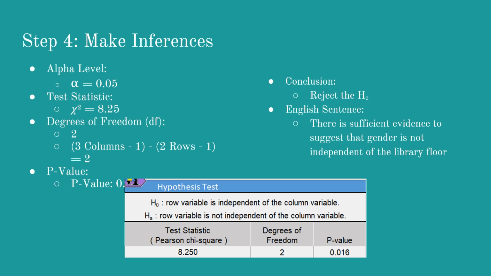Alright, so our alpha level for this test was alpha equals 0.05. Our test statistic was chi-squared equals 8.25. The degrees of freedom is 2. Our p-value is 0.016, which means that we will reject the null since it is less than our alpha level. In other words, there is sufficient evidence to suggest that gender is not independent of the library floor.